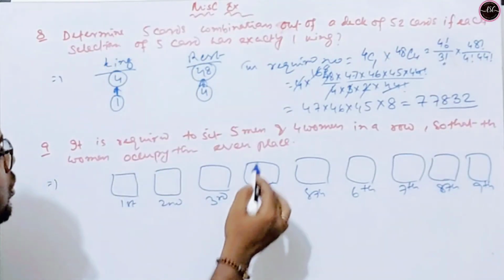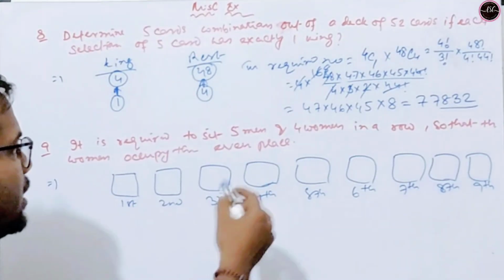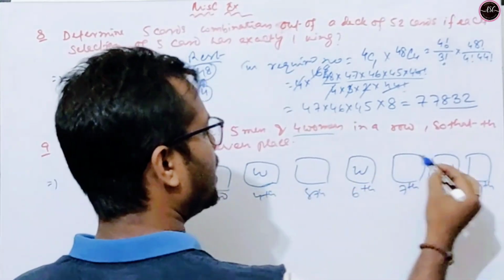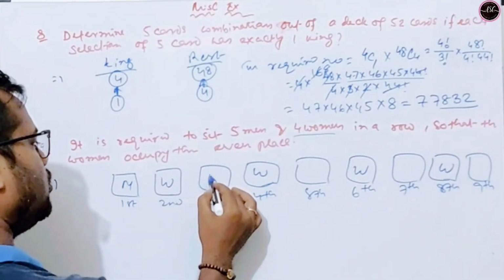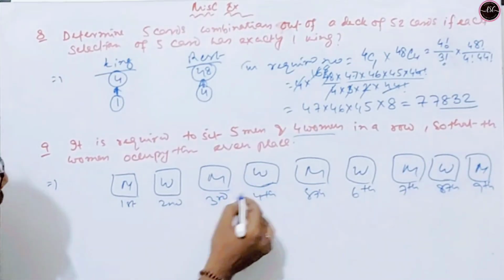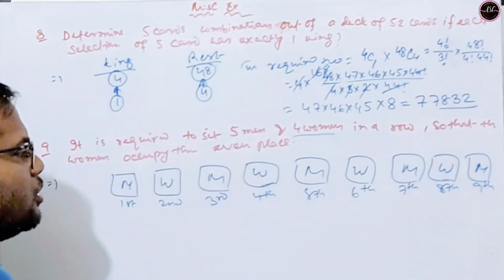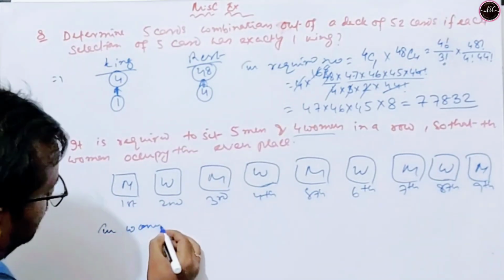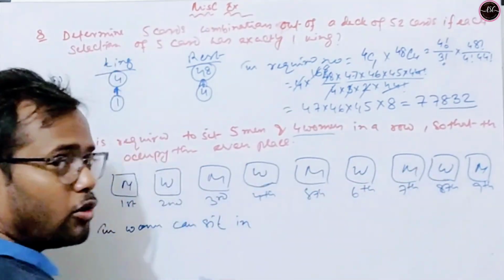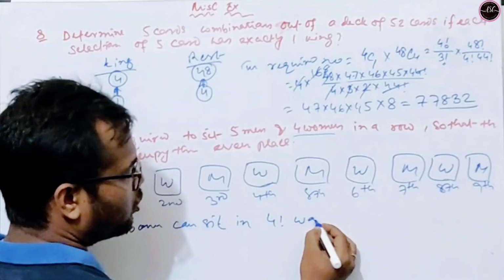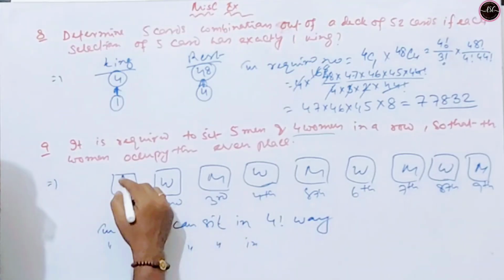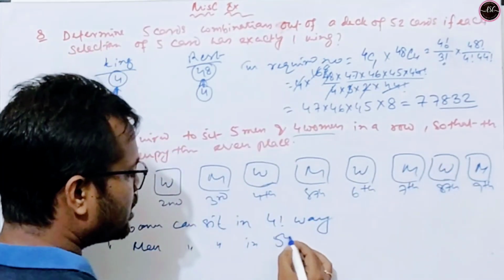Okay, so in even places there should be women: the second, fourth, sixth, and eighth, and the rest will be men. The women can sit in these 4 places, that means in 4 factorial ways 4 women can sit, and the men can sit in these 5 places, that means 5 factorial ways.